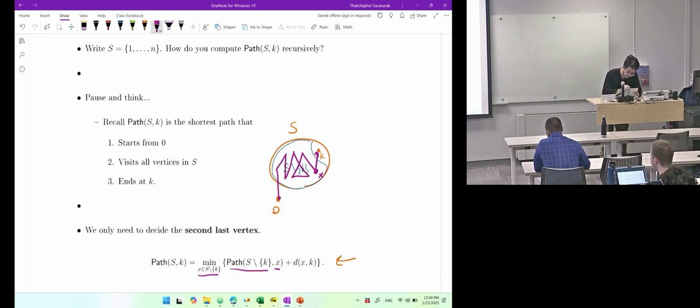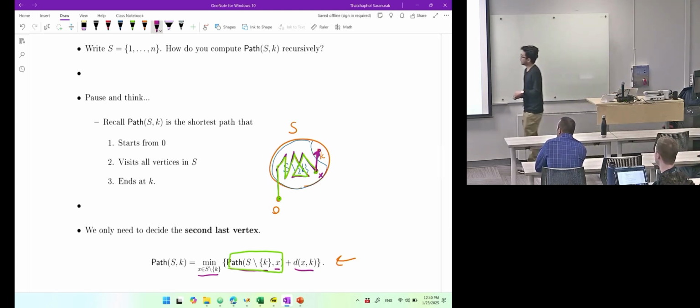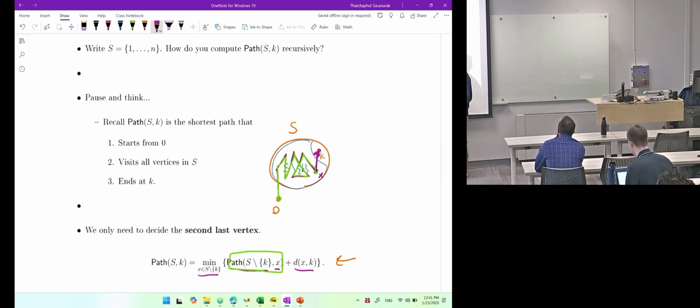So I draw this thing. This is this part, right? And then you just go from X to K. So now this is a good recursion because the size of the set here is smaller than S. Any question about this recursion?